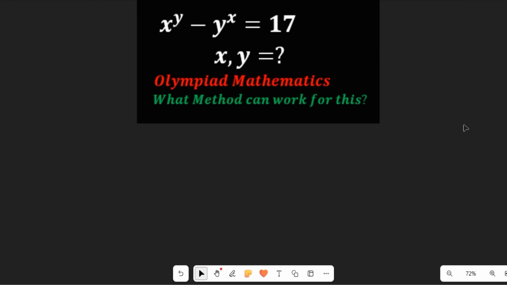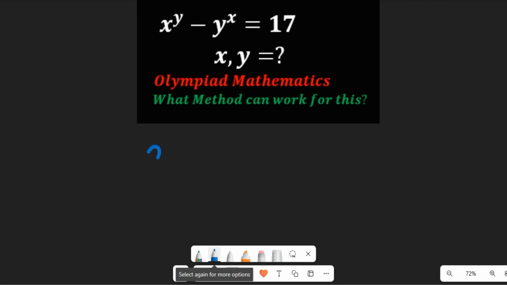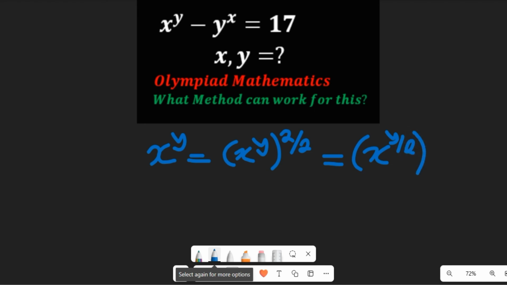Now let's get started. To solve this, I'm going to make one simple assumption: the value of x to the power of y is equal to x to the power of y multiplied by 2 divided by 2. I haven't changed anything. Comparing this with the laws of indices, this becomes x to the power of y divided by 2, all multiplied by the square of 2.